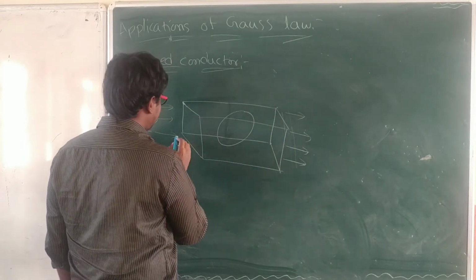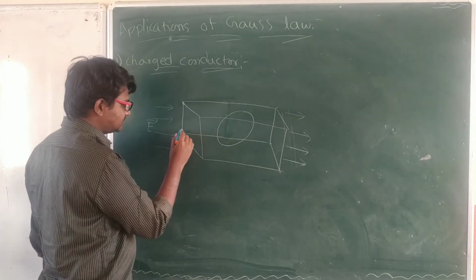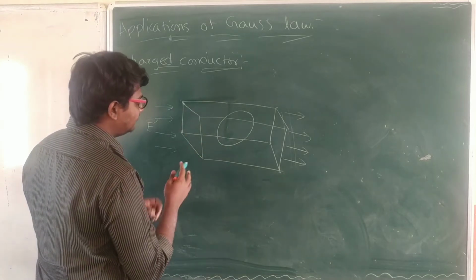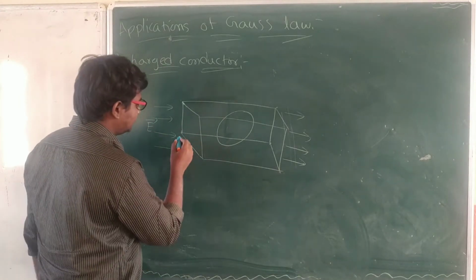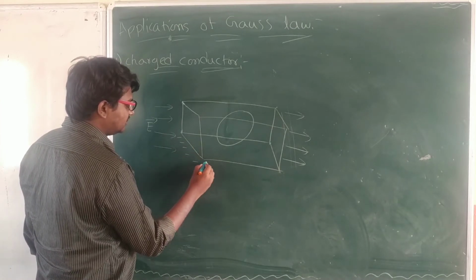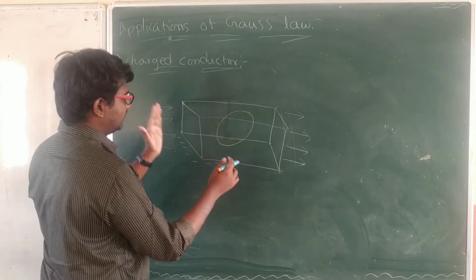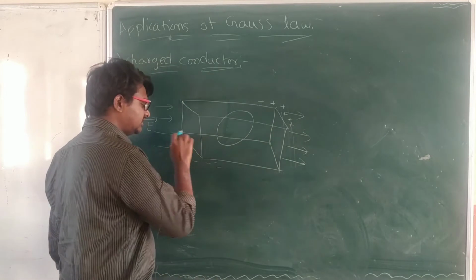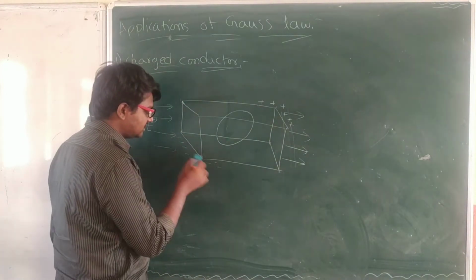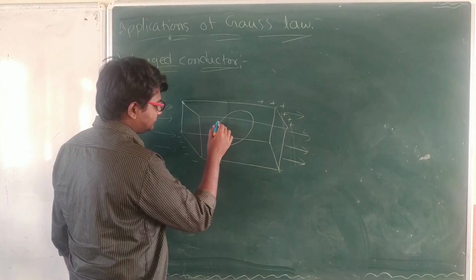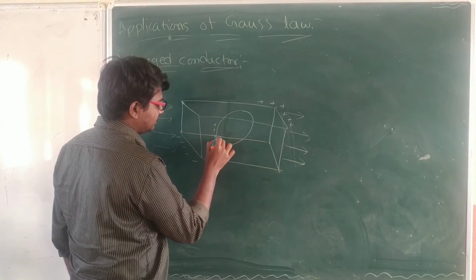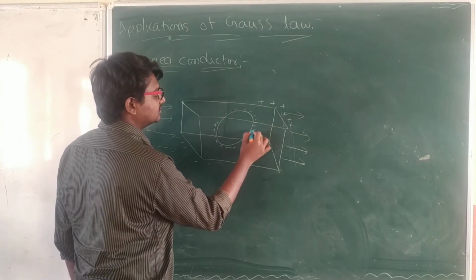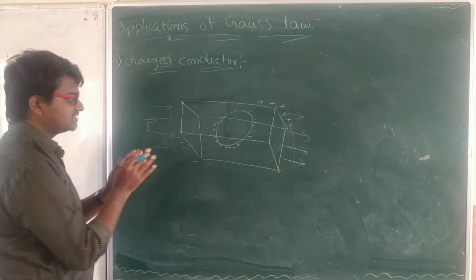Let's see how. The electric field is in this manner. The free electrons distributed randomly in this conductor will move to one particular place. All electrons will be accumulated at this edge, and all positive charges will get accumulated on the other side. This side will become the positive side, and this side will become the negative side. I am talking about the inside.